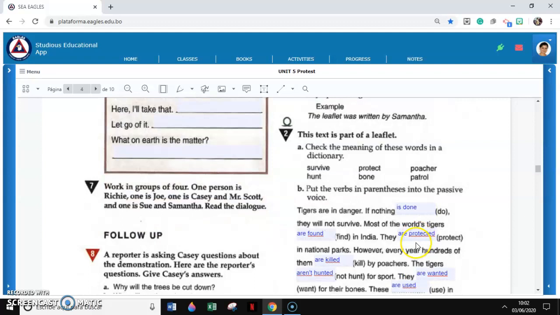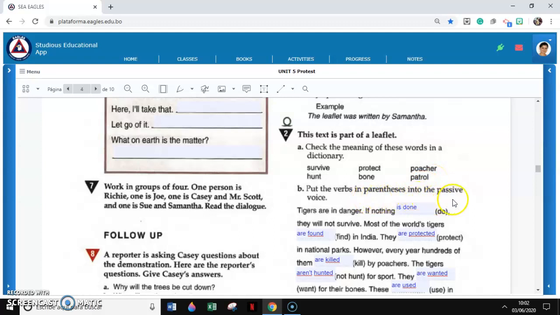Number 2, this text is part of a leaflet. Check the meaning of these words in the dictionary. Survive, hand, protect, bone, poacher, and patrol. Poacher, it means cazador furtivo, right? So survive means sobrevivir, hand in Spanish means cazar, protect in Spanish means proteger, bone it means huesos, poacher, as I said, cazador furtivo, and patrol, it means patrulla.